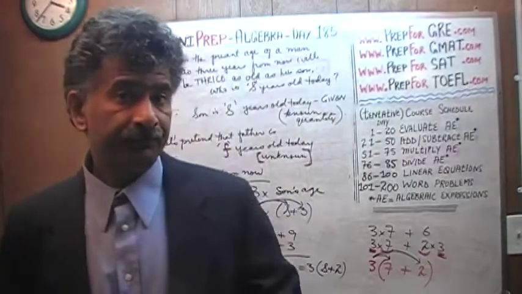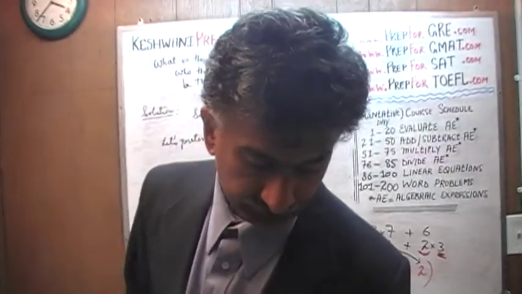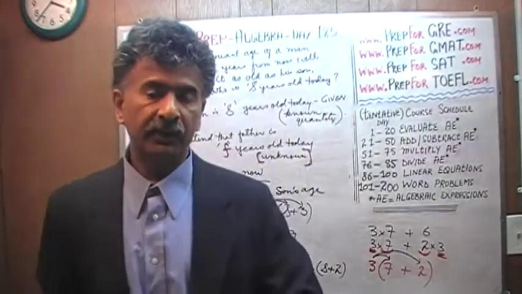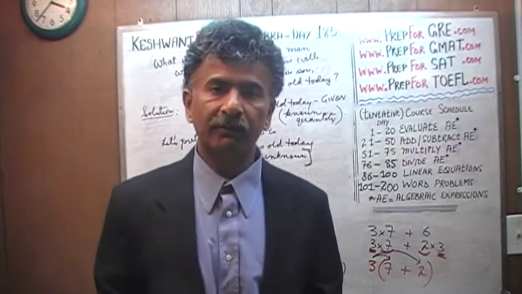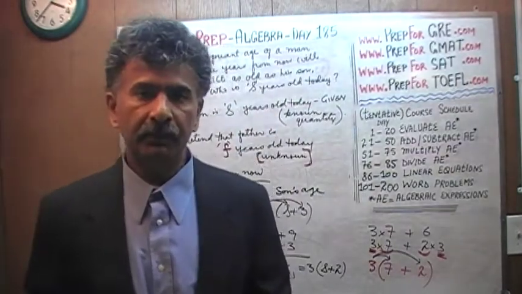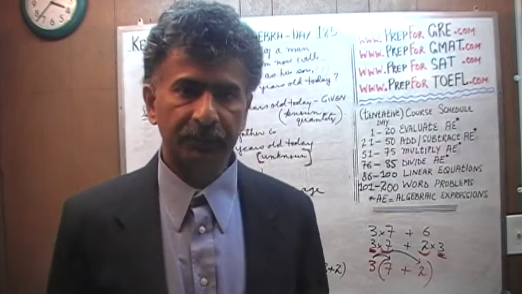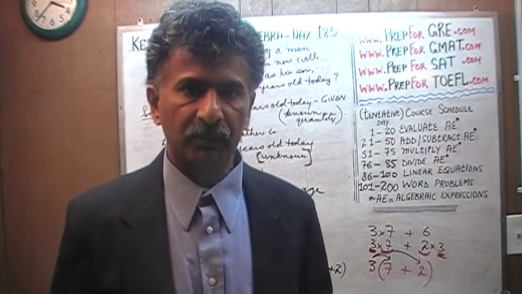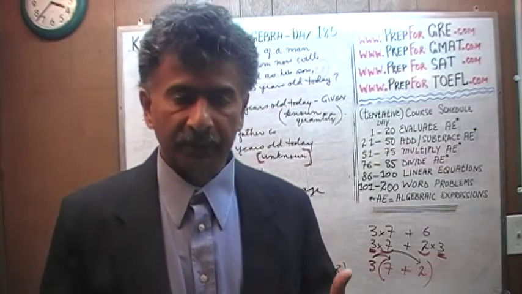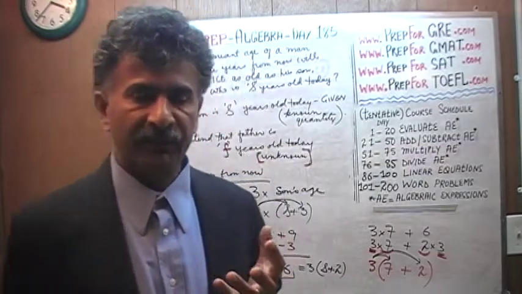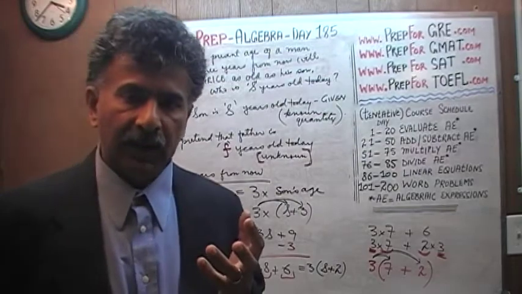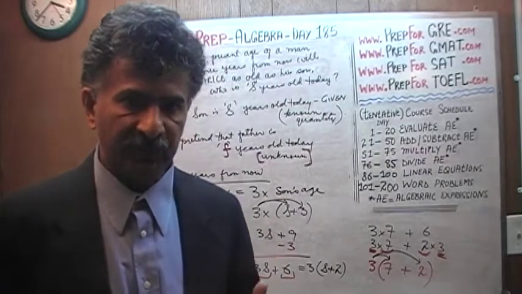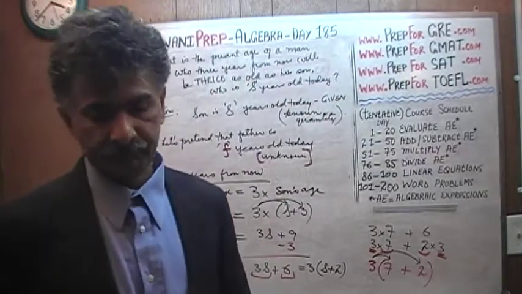Are we done? Not quite. We need to verify this answer. We want to make sure this is the correct answer. And how do we go about verifying our answer in an algebra problem? By plugging in numbers in the problem, thereby converting this algebraic problem into an arithmetic problem, and then redoing it and making sure that the answer that arithmetic gives us is the same answer that algebra gives us. So let's do that.